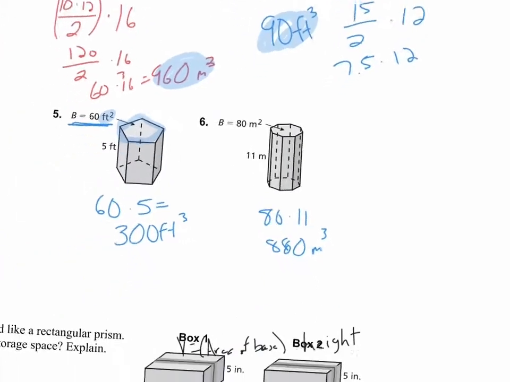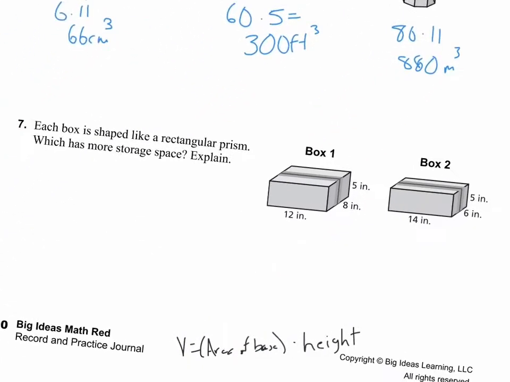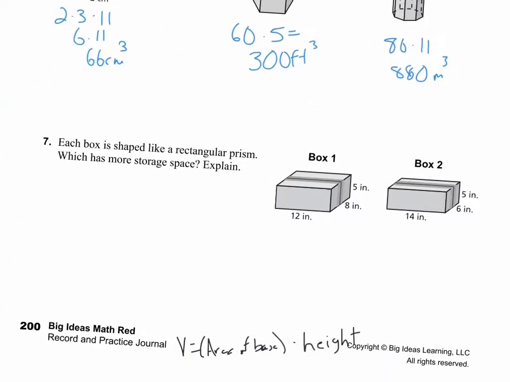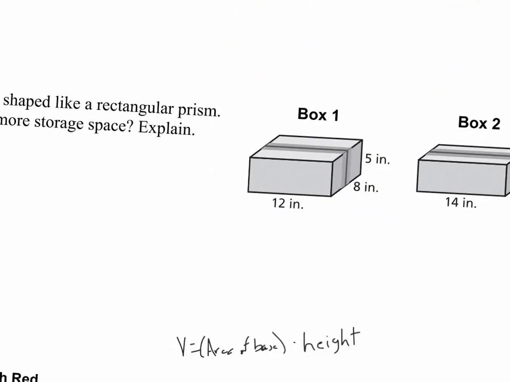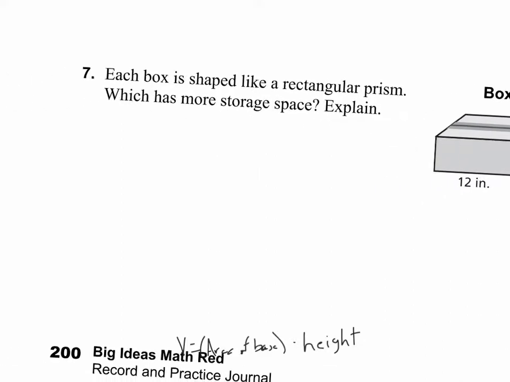Alright, so now each box is shaped like a rectangular prism. Which one has more storage? Storage space is what fits into that box, which is your volume. How much you can fit into an object, or how much stuff can be in the object, is called your volume.